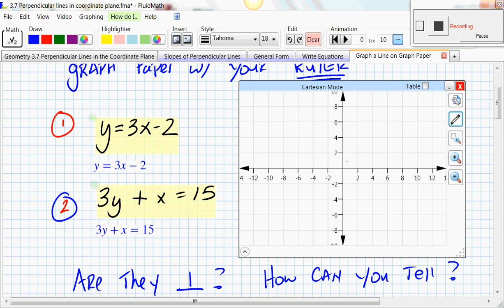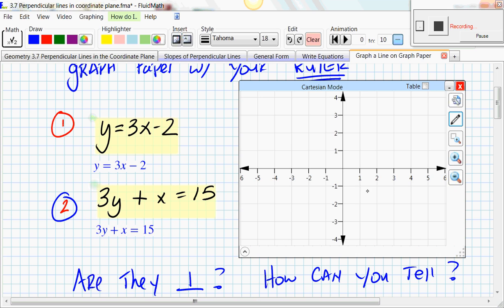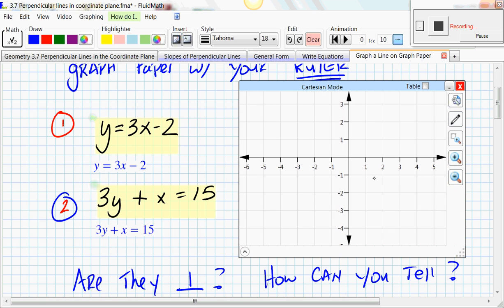Oh wait, let me zoom this in for you. There we go. Okay, so we'll start at the minus 2, down 2 spots. I'll put a dot there. From there, we take the slope, which is up 3 and over 1. So we're going to go up 3, 1, 2, 3, and over 1. Put another dot there. And then we have enough information to graph that line.